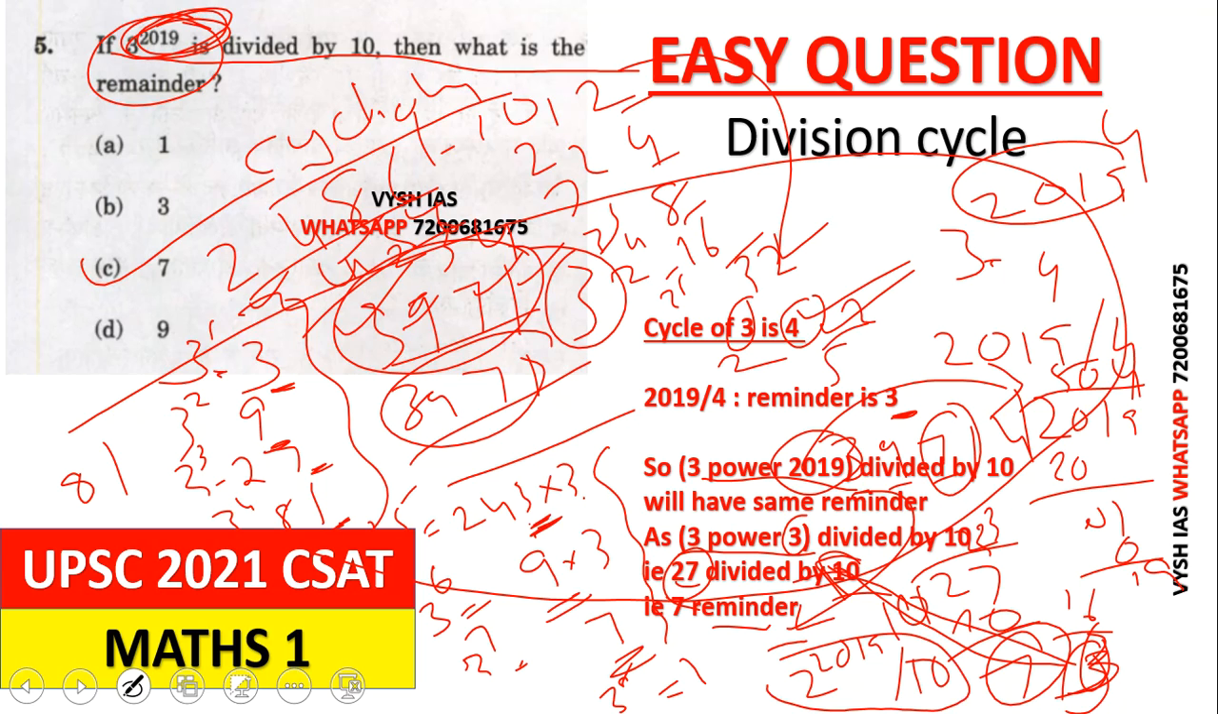Or take anyone else: 5 raised to 2016 divided by 10. What is the remainder? Try the same method, cyclicity and division. Okay, the answer is C, 7.